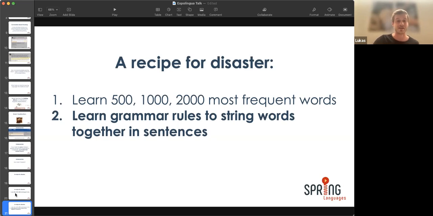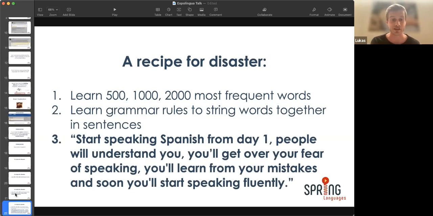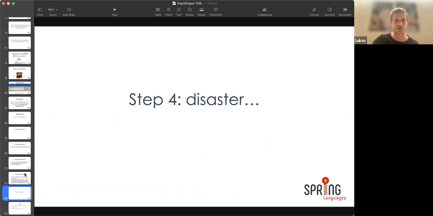Then often the next piece of advice that people get is, well, start speaking Spanish from day one, or any language you're learning, right? You know the words, you know some grammar rules already, but not that much, but people understand you anyway. You'll get over your fear of speaking. You'll make a lot of mistakes, but it doesn't really matter because you learn and people still understand you and it's fine to make mistakes, and soon you'll start speaking fluently and you'll make fewer mistakes. So that often leads to disaster, complete disaster.